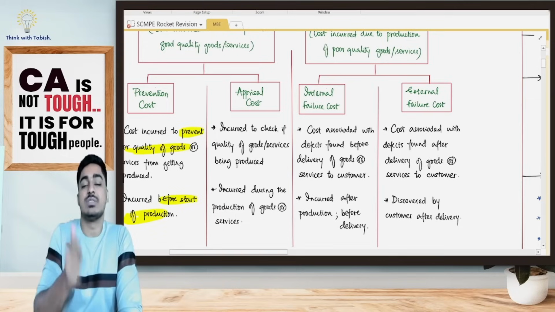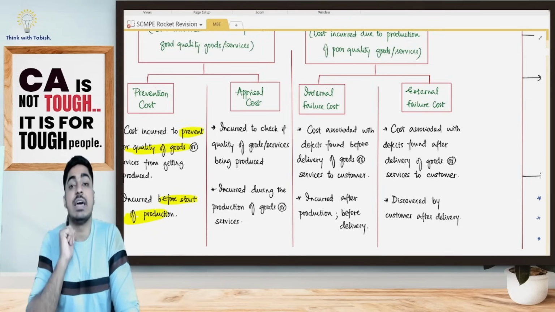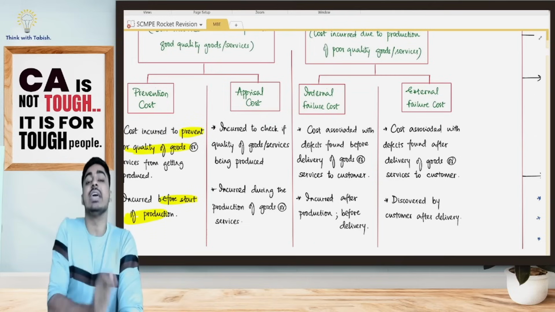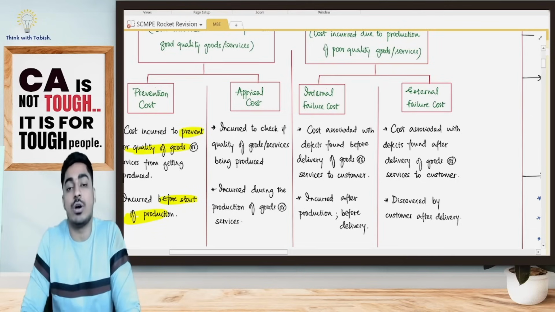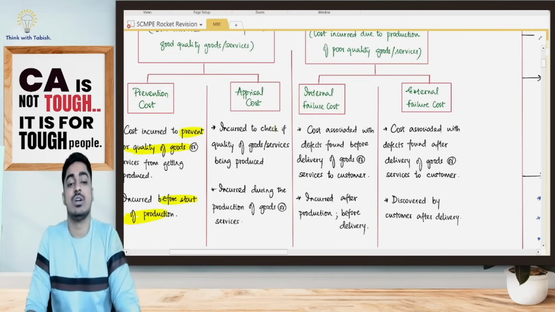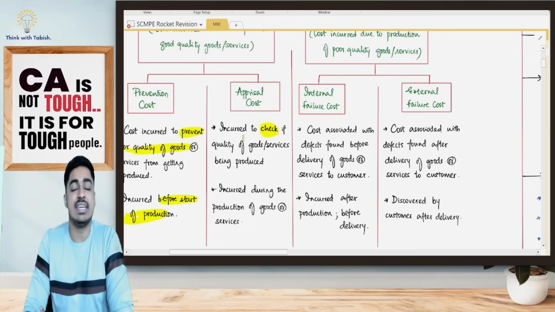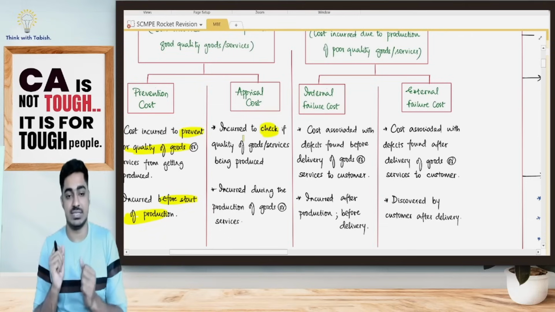I am doing preventive maintenance of my machinery. I am doing an evaluation of my supplier so that I can altogether prevent any poor quality goods or services from getting produced. Appraisal cost. What am I doing in appraisal cost? These costs are incurred to check if the goods or services produced is of good quality or not. Generally, these are incurred once the production has started and before the production ends.